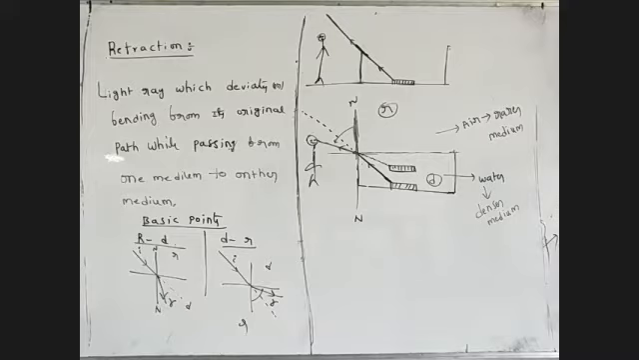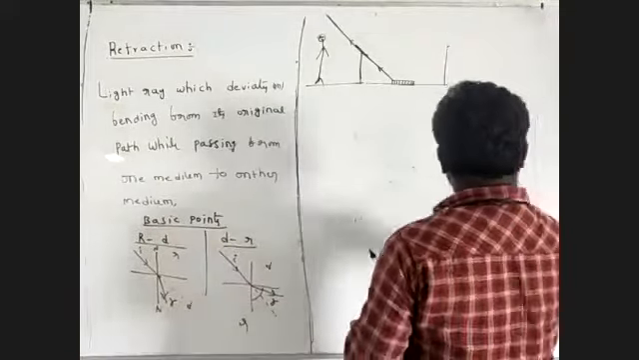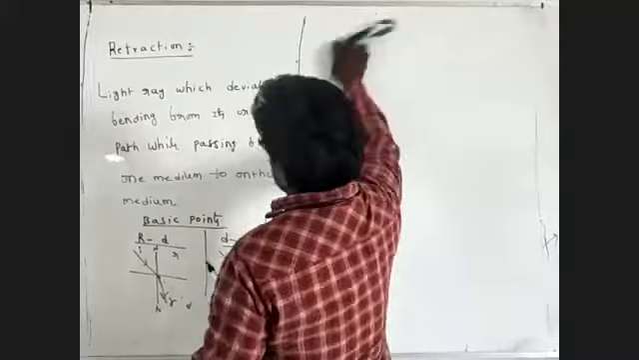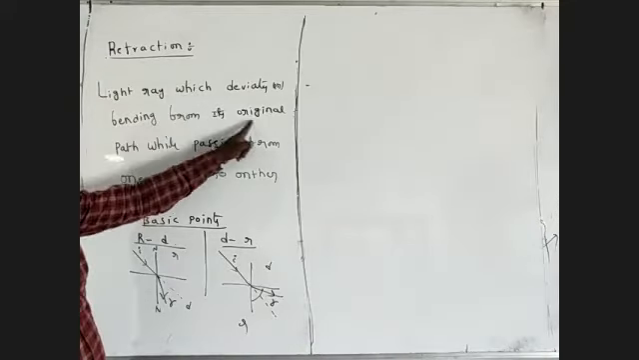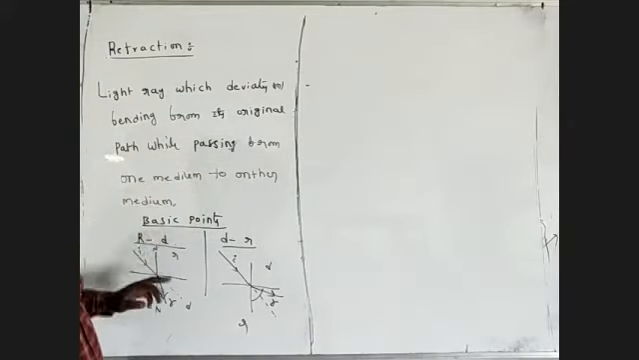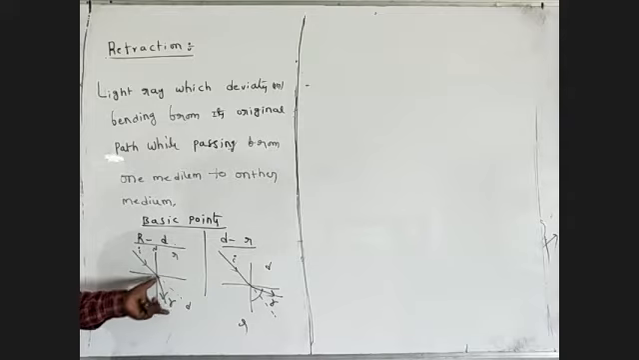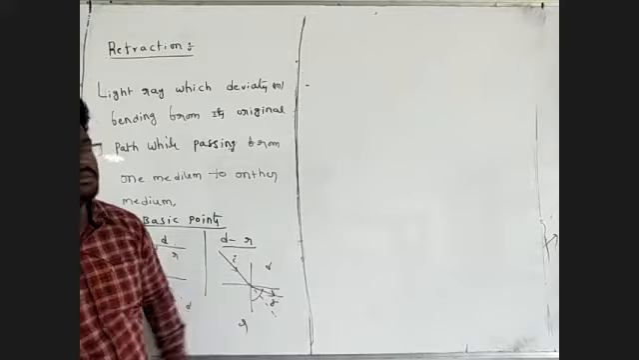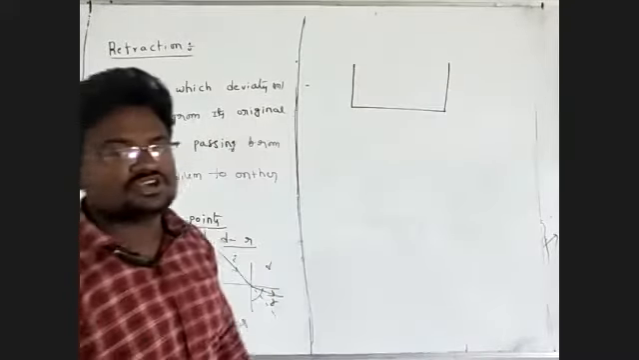Once again, I'm going to explain that one. You see much clearly? I'm going to explain refraction. Refraction means light which deviates or bends from its original path while passing from one medium to another medium. This is a basic point. Light travels from rarer to denser medium, the refracted ray moves towards the normal. Light travels from denser medium to rarer medium, the refracted ray moves away from the normal.